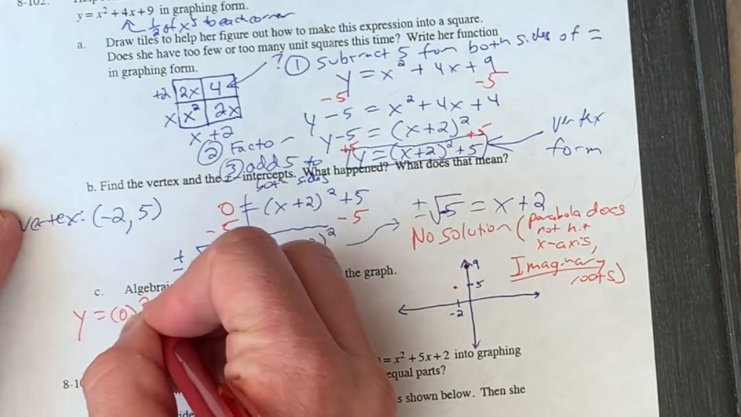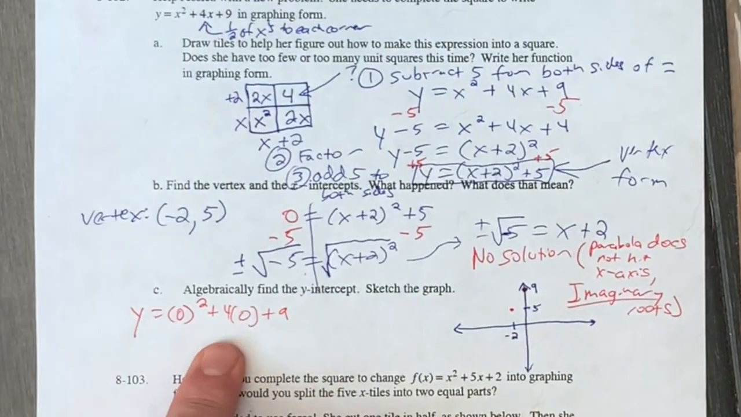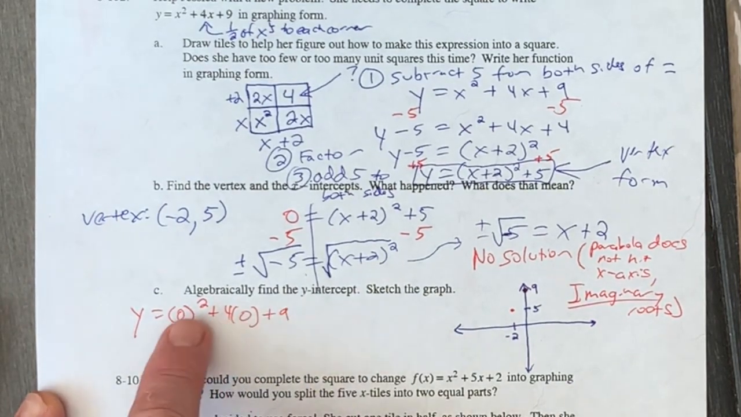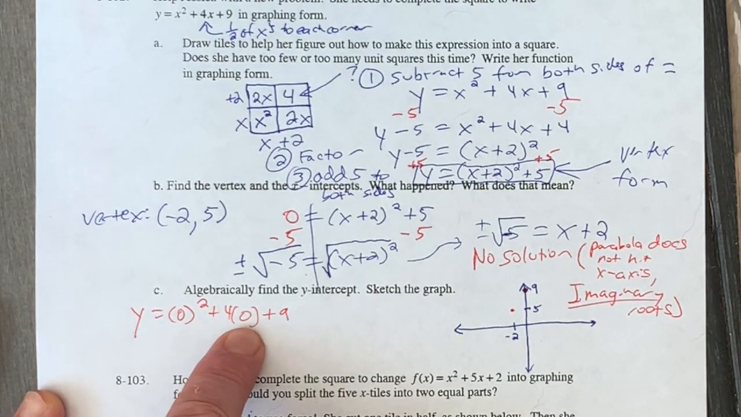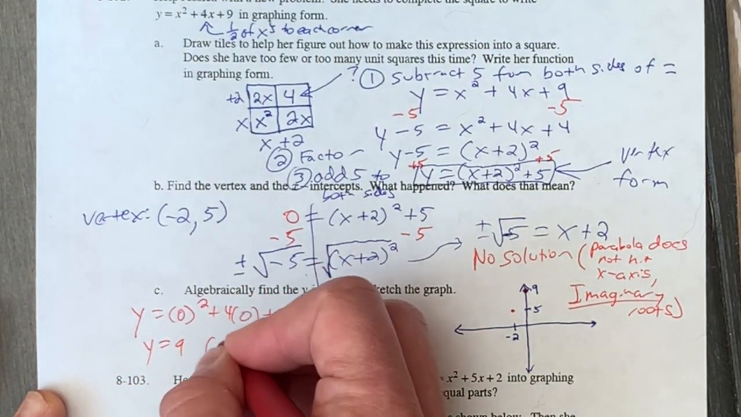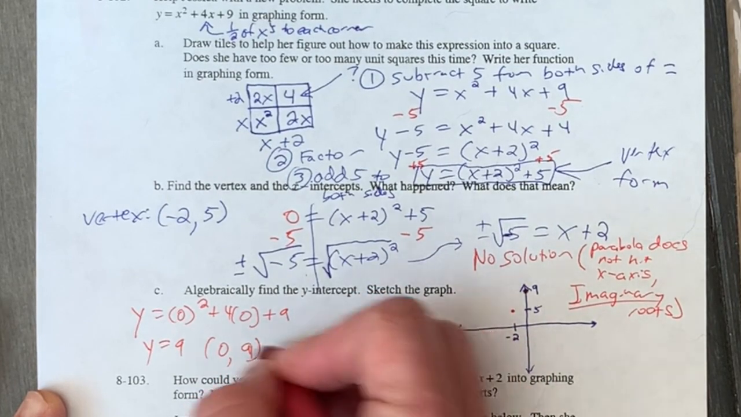So we'll plug 0 into the original equation in standard form, which is kind of too much work because that constant term at the end is just your y-intercept. 0 squared is 0, 4 times 0 is 0, so 0 plus 9. y is going to equal 9. Our y-intercept is (0, 9).